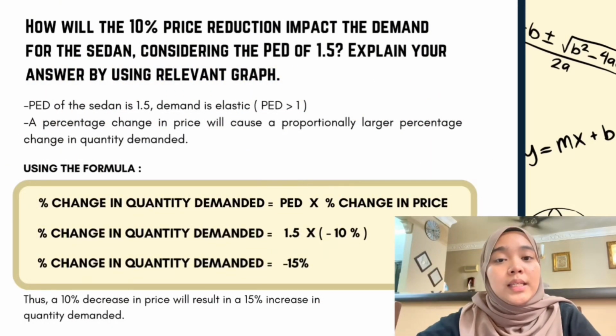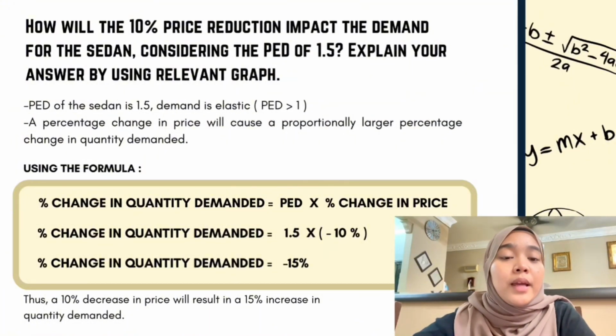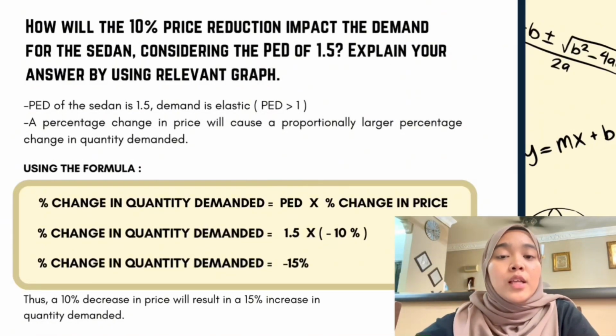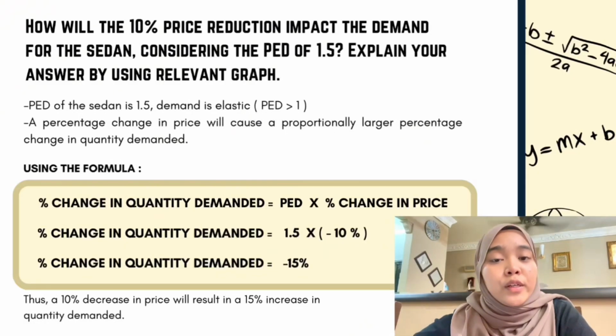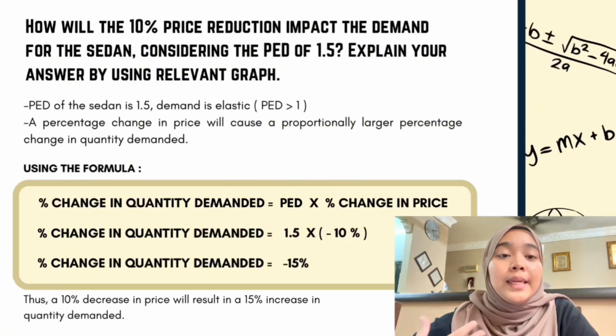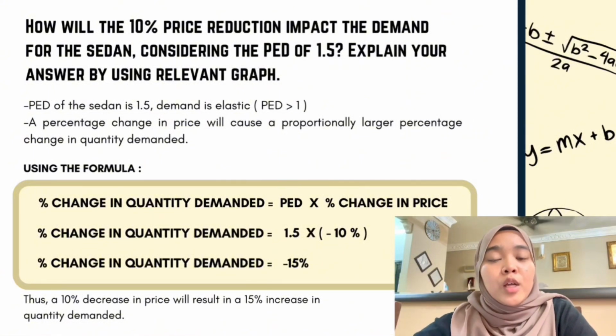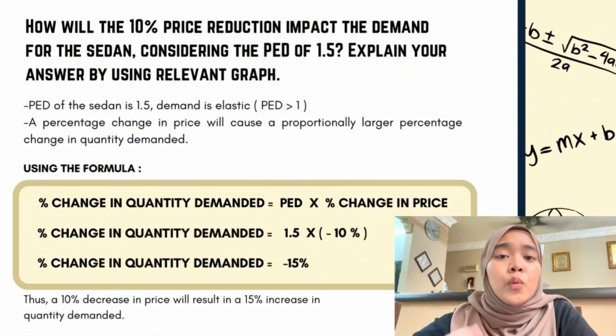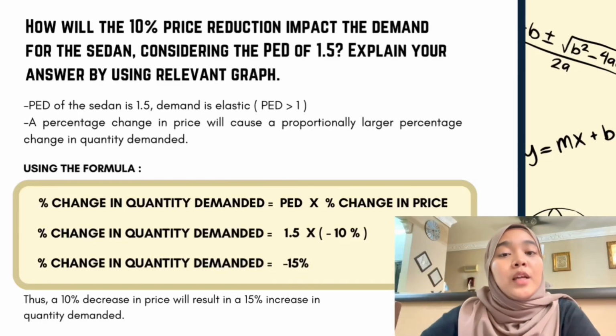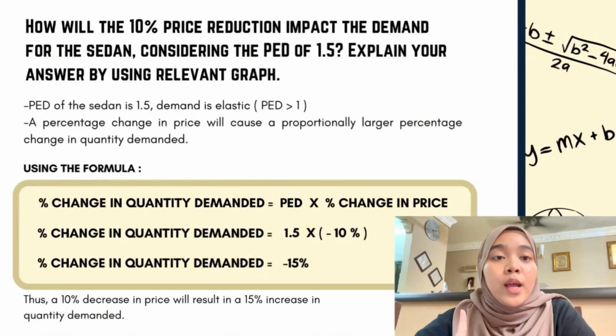So the next question is, how does a 10% price reduction impact the demand of a sedan considering the PED of 1.5? Explain your answer by using a relevant graph. Since the PED of the sedan is 1.5, the demand is elastic. Why is demand elastic? It is because the PED is higher than 1. So this means the percentage change in price will cause a proportionally larger percentage change in quantity demanded.